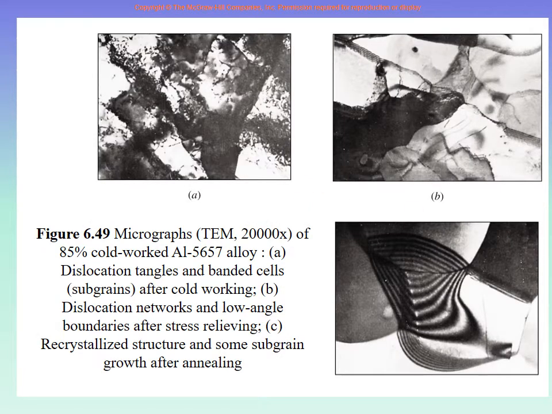On this next page, we are showing the same thing. If you see, it is the same thing, 85% cold work, aluminum 5657 alloy. But we are going to a very costly microscope called TEM, transmission electron microscope, and we are seeing only a few grains at 20,000 magnification. So here they are seeing a lot of dislocations and so on after cold working. Here, after stress relieving, the number of dislocations has reduced a lot. And here, after recrystallization, some new grains are formed.